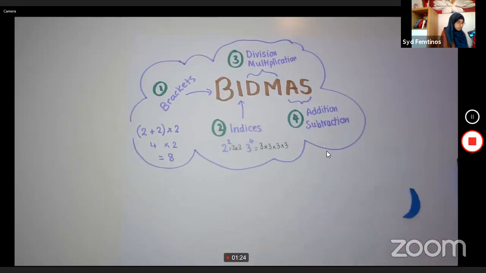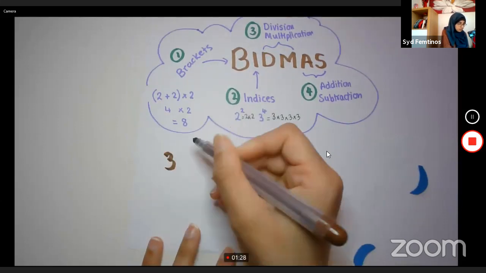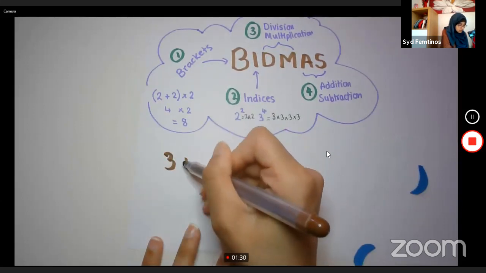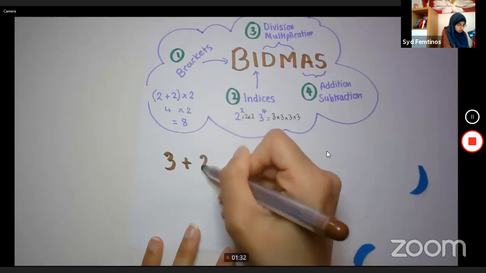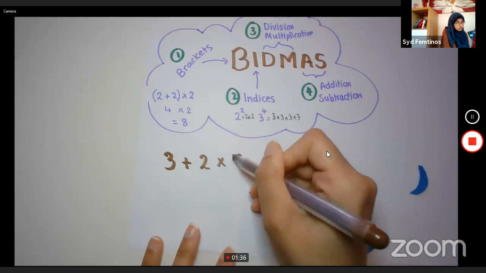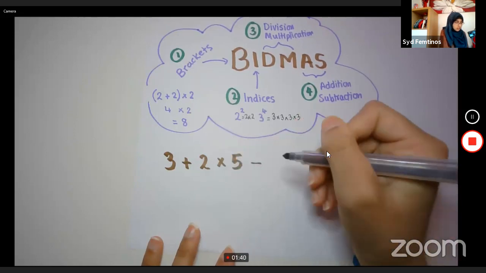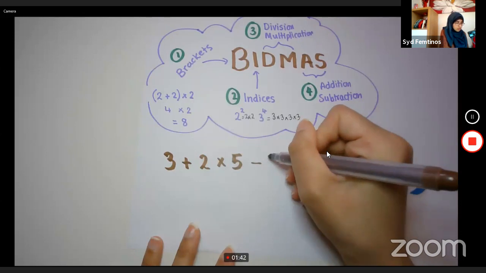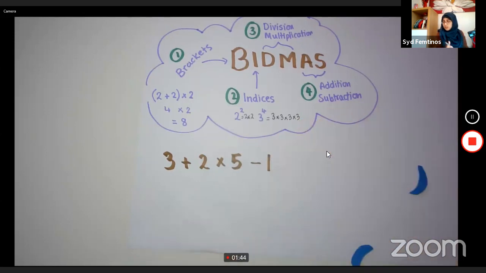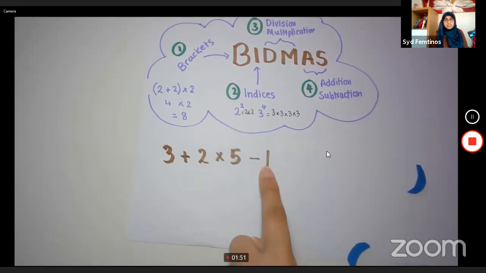We're going to have here 3 plus 2 times 5 take away 1. Let's write 1 over here. Okay, so we've got a calculation over here: 3 plus 2 times by 5 minus 1.